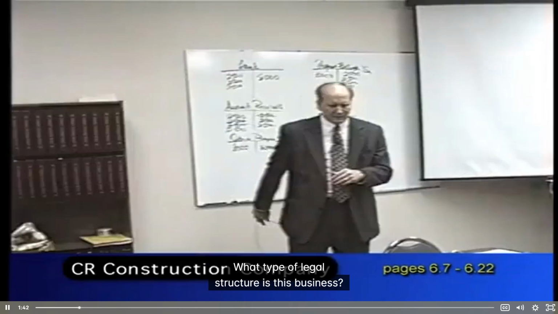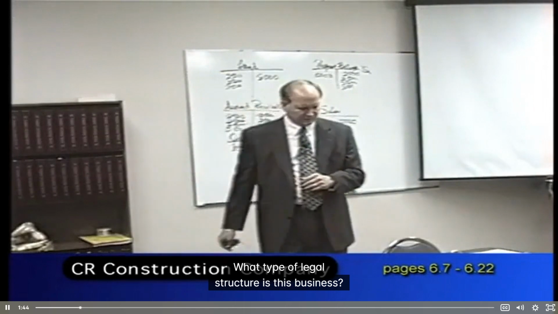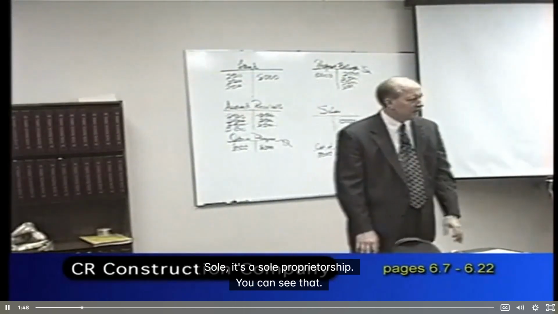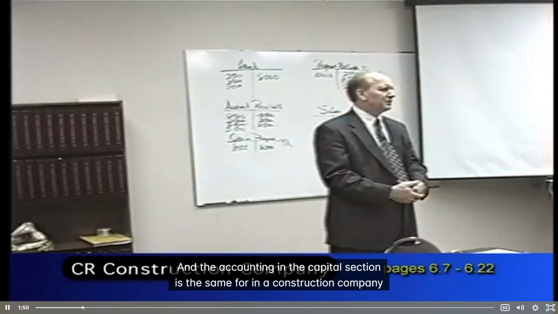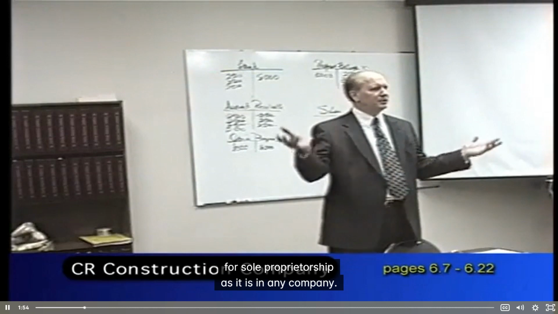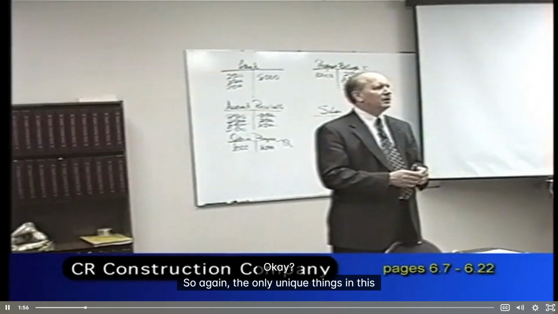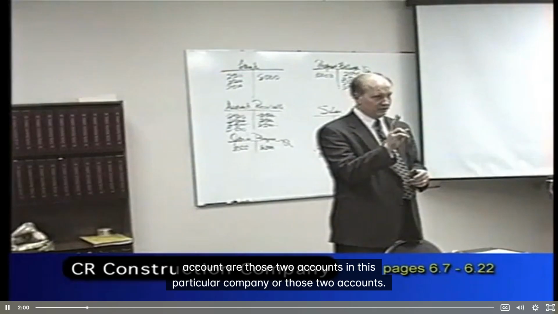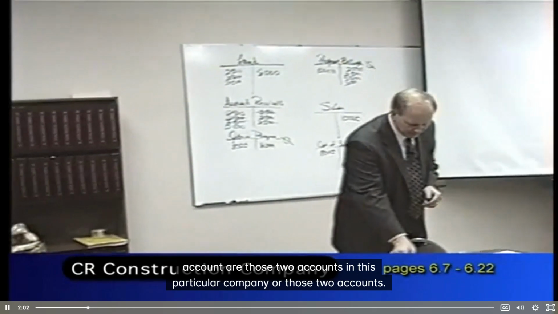job. What type of legal structure is this business? It's a sole proprietorship. You can see that. And the accounting in the capital section is the same in a construction company for sole proprietorship as it is in any company. Okay? So again, the only unique things in this particular company are those two accounts.